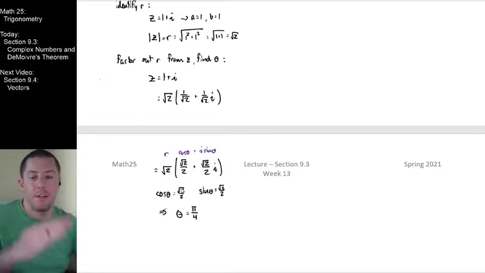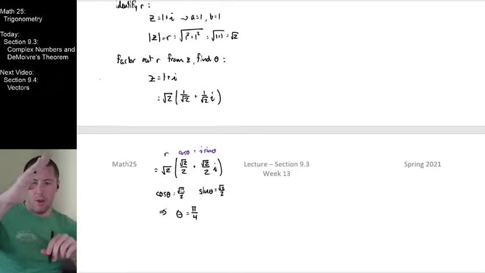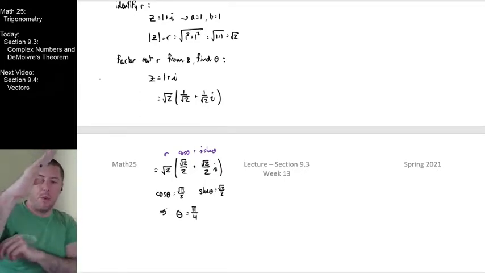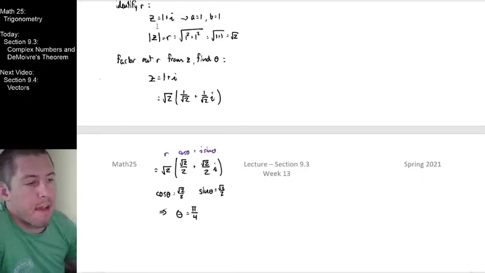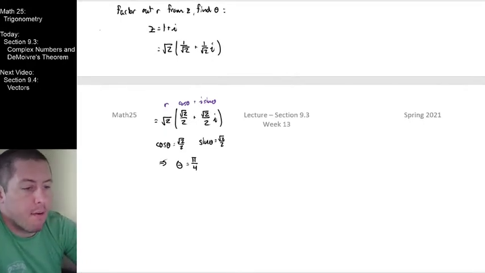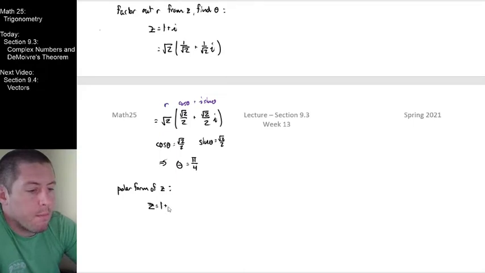Notice that both of these are positive, so it has to be our first quadrant angle, and it's where the cosine part matches the sine part, has to be where the angle is equally split. 45 degrees down there, 45 degrees up there, right? So we get pi fourths as our angle. So we've got our polar form of z. That is going to be z equals 1 plus i equals, and it looks like we found that r is root 2, and this is cosine of pi fourths plus i sine pi fourths.